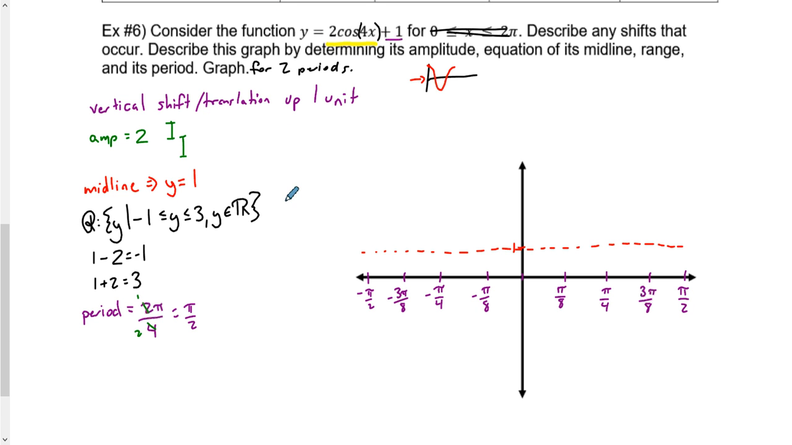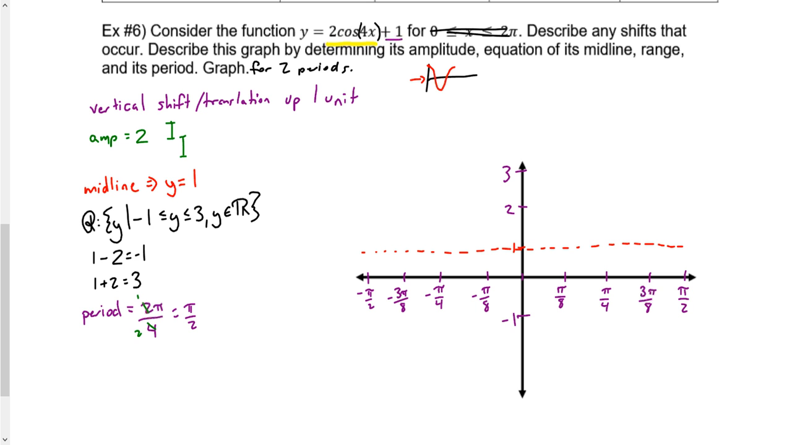At the same time, our range has also changed. Instead of being from -1 to 1, or an amplitude of 2 being from -2 to +2, our range is going to be from -1 all the way to +3. So we've put in our midline, we've identified our change in our amplitude, change in our range, we've identified our period.